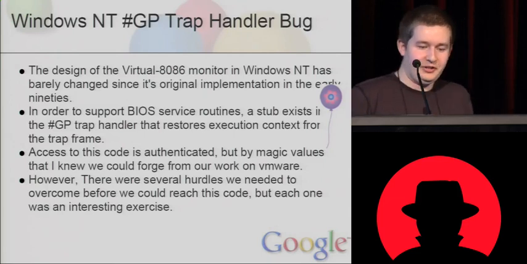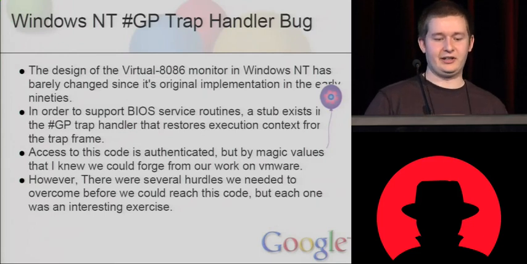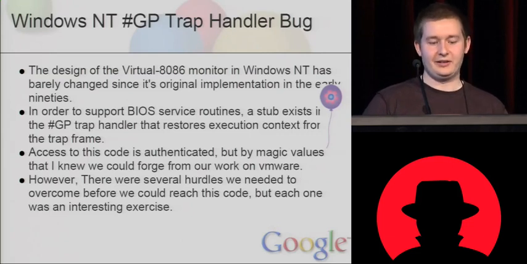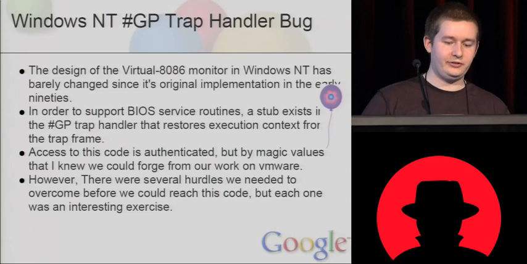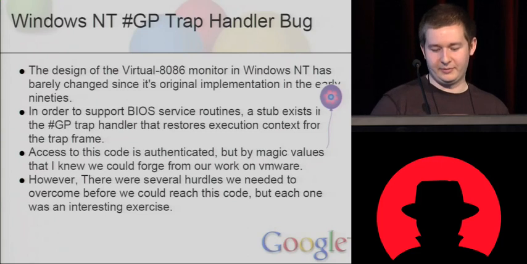In order to support these BIOS service routines, a stub exists in the GP trap handler that restores execution context from the trap frame. Access to this code is authenticated, but by magic values that we already knew that we could forge from our VMware exploit and from our previous work on interrupt handlers. So we knew that we were onto something that we could really control. There were lots of hurdles on the way, and it took us a long time to reach this. But each one was an interesting exercise, and I'm going to talk a bit about them.